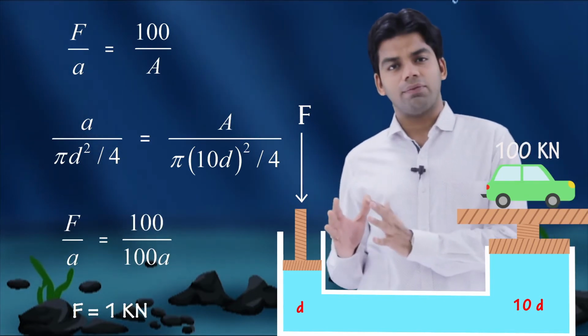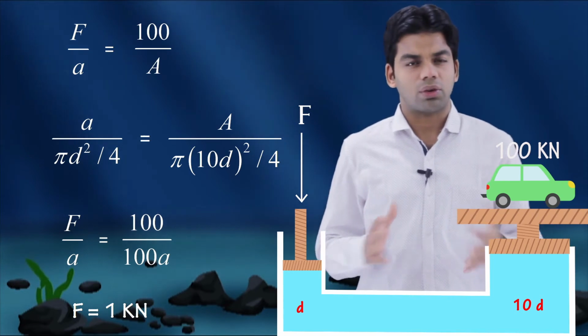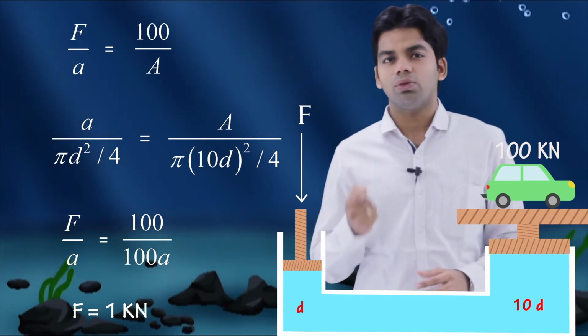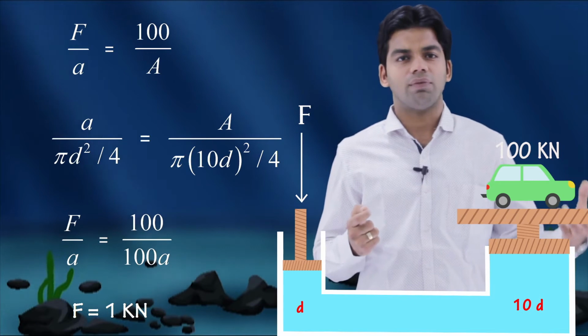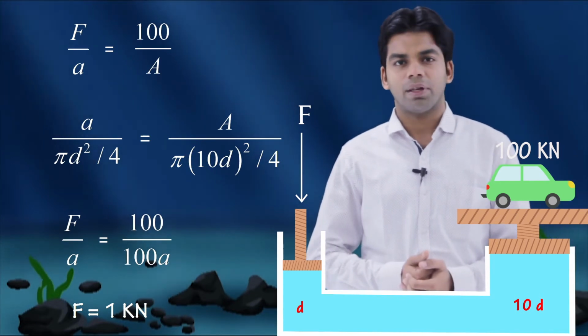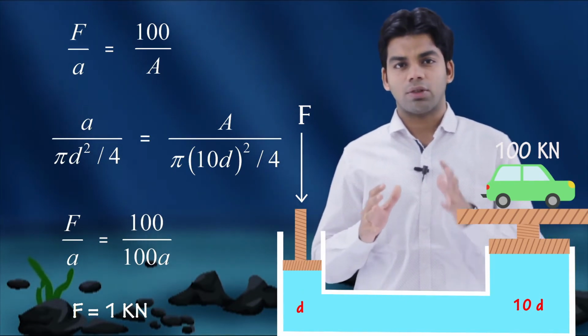That means this F will be equal to just 1 kilonewton. Now can you imagine, with just 1 kilonewton of force we can lift a car which is of 100 kilonewton of weight. So this is the application of Pascal's law in the hydraulic press. Next is the differential equation of pressure intensity at a point.